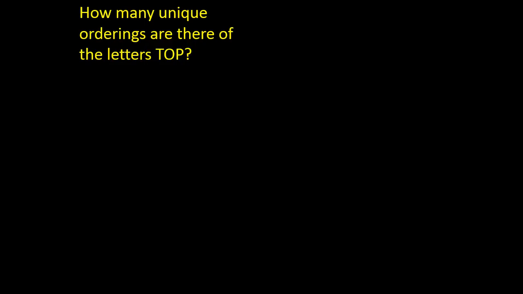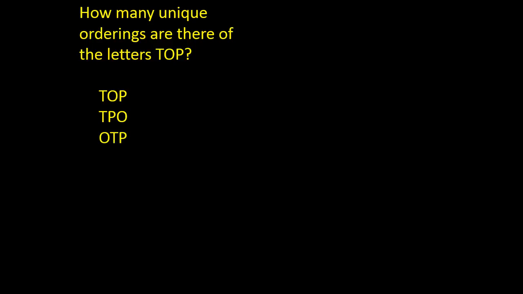So let's keep talking about ordering things. How many unique orderings are there of the letters T-O-P? Now this ought to look kind of familiar. We started off by ordering the letters in the word act. That was 3 letters and we had 6 orderings, so we should get 6 orderings here. Let's see if we do.